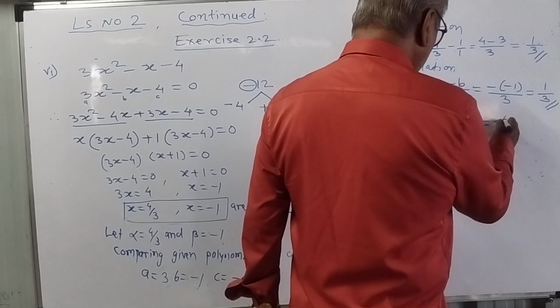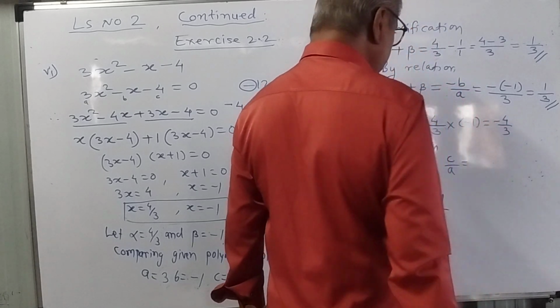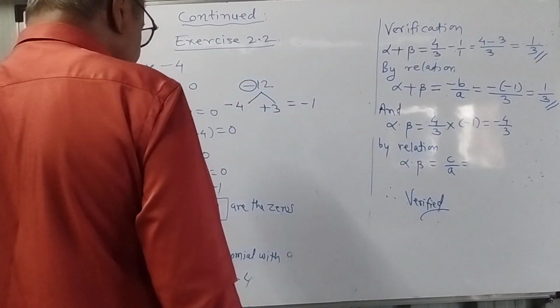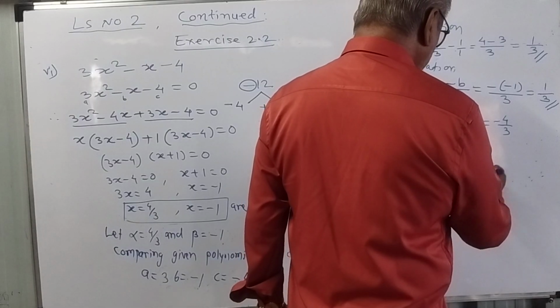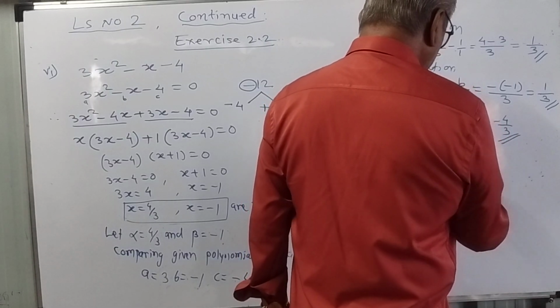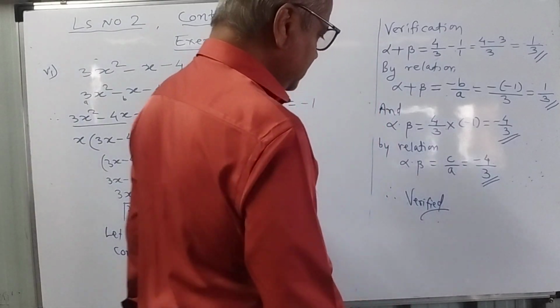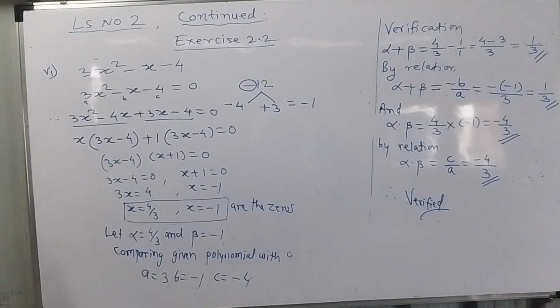Now the actual product is 4 upon 3 alpha into beta काय आहे minus 1. So it will be minus 4 upon 3. By relation, c is minus 4 and a is 3, so minus 4 upon 3. Again the product is also verified, so relation is verified.